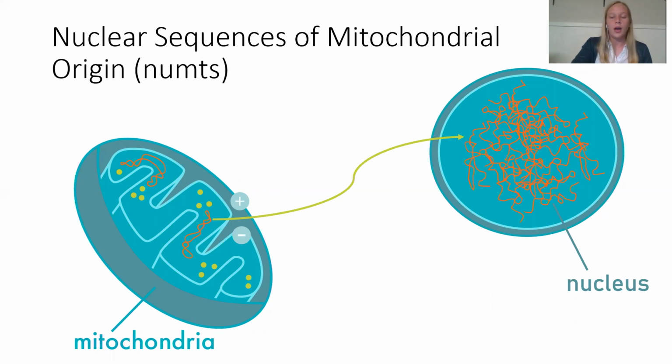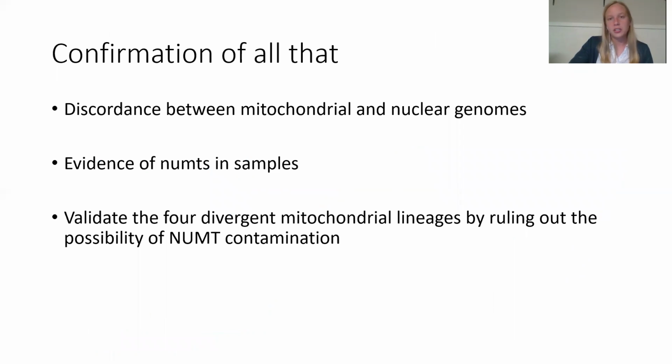And so I wanted to take that into consideration as I was doing this analysis and trying to validate these 4 mitochondrial lineages. There's a very strong discordance between the mitochondrial and nuclear genes, and we have seen evidence of numts in some of our samples, so we needed to be aware of that. And so in order to confirm that that mitochondrial data set was indeed made of mitochondrial sequences and not numt sequences, I needed to validate those 4 divergent mitochondrial lineages by ruling out the possibility of numt contamination.